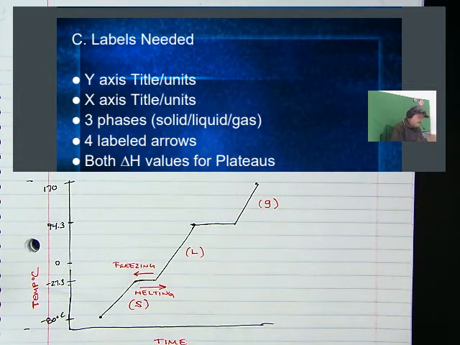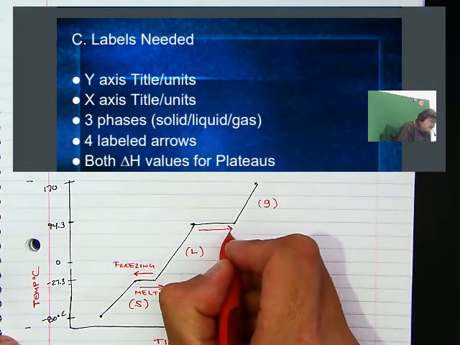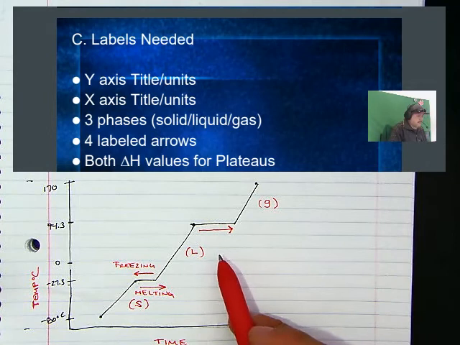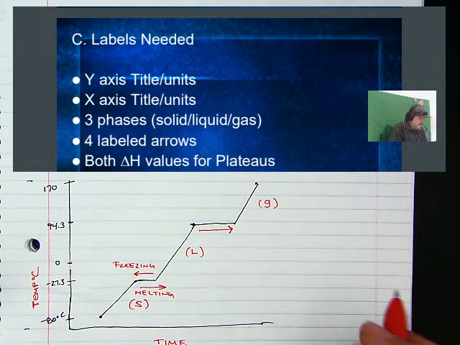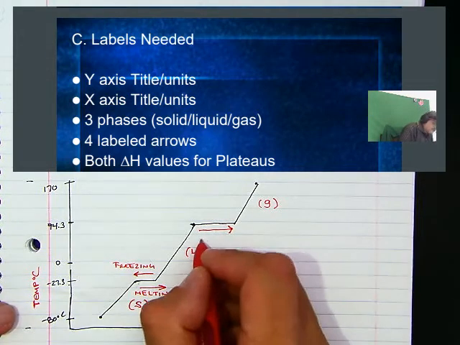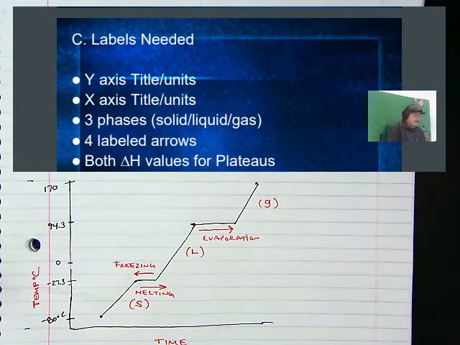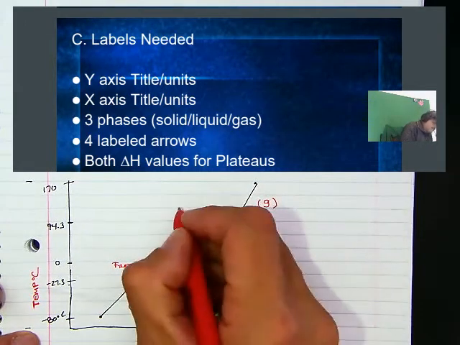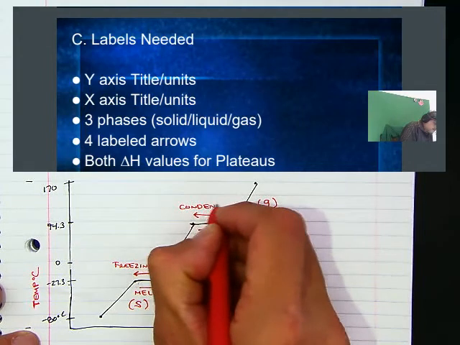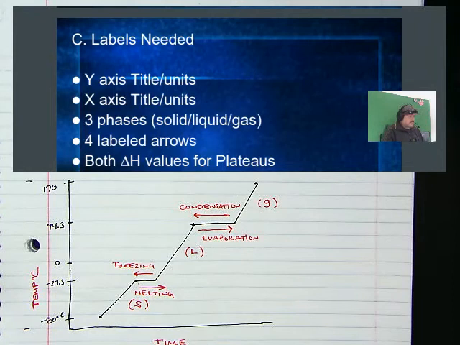Continuing. If I go from liquid to gas, sometimes this one's hard to remember, but remember, liquid to gas is evaporation. So that's what we're going to write it as, evaporation. That's how most people remember. Liquid water evaporates to a gas form. The opposite is condensation. So there's my 4 arrows.